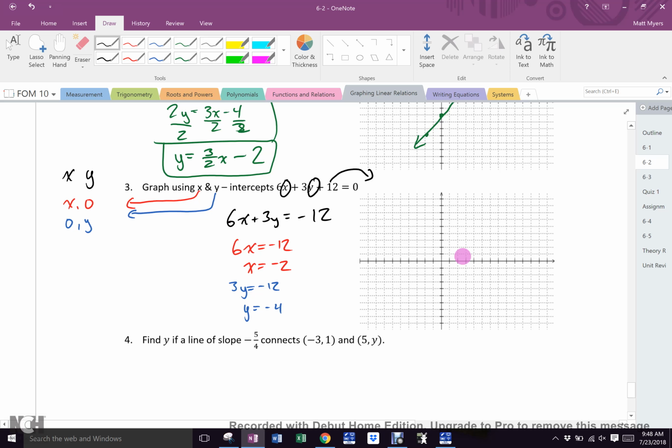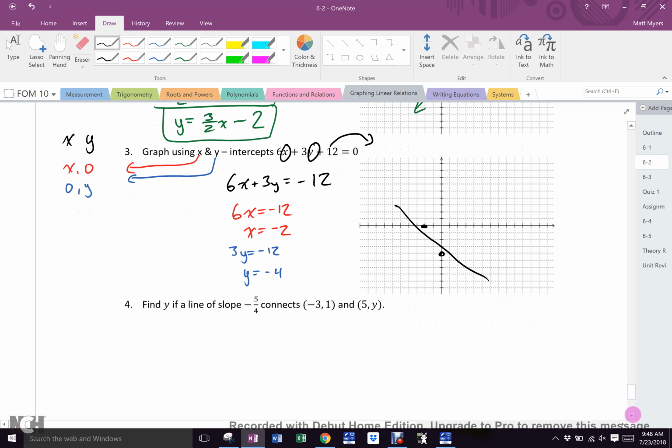Then I just go over here. My x is negative 2. My y is negative 1, 2, 3, 4. And I connect the line. Don't make this more difficult than it is. X's, Y's. X's, Y's.